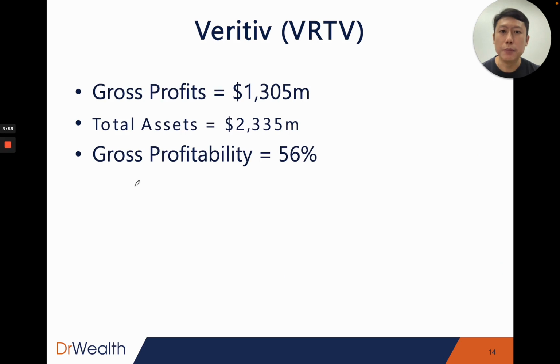So that's the idea behind it. And that was how I found this company called Veritiv, right? I don't know what it does, and the only thing that I know is because it has a high gross profitability. After I take the gross profit divided by total assets, right? I quantitatively screen out this stock, and I don't know what it does.